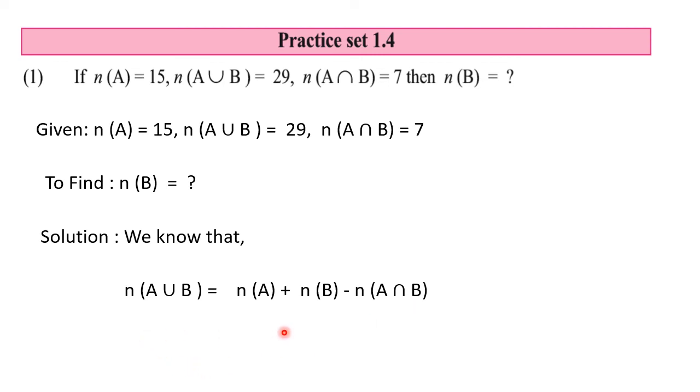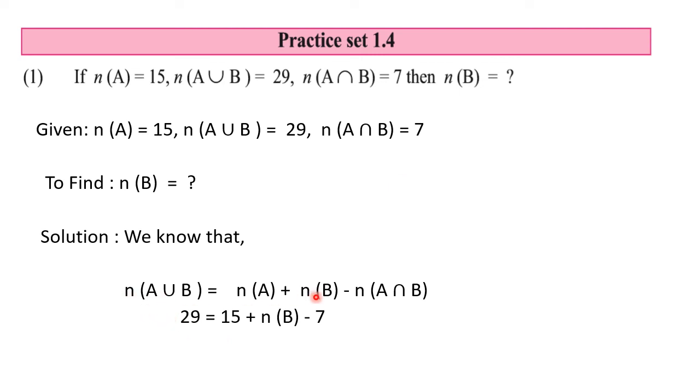Now in this formula we are going to substitute the values. See, n of A union B is 29, so here we will write 29. n of A is 15, so here we will write 15. n of B is not known to us, so write it as it is, n of B. And minus n of A intersection B, here you are going to write 7. So this is the substitution: 29, that is n of A union B, is equal to 15, that is n of A, plus n of B, which we don't know and need to find, so we write it as it is, minus 7, that is n of A intersection B.